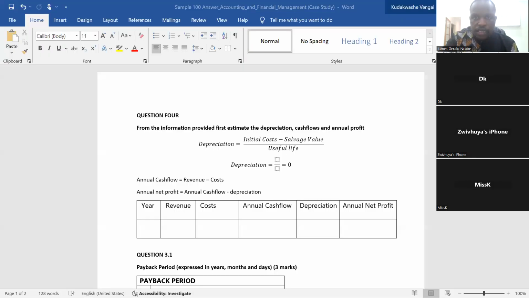Okay, just give me a second here. Right, let's just do this. Sorry, just give me a second. I'm just trying to open my Word document so we can work from the Word document instead.